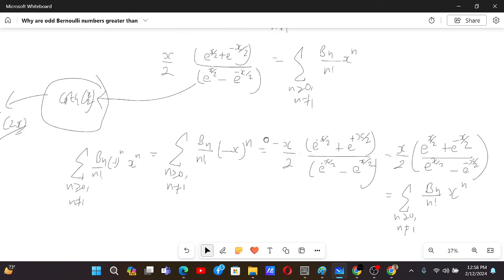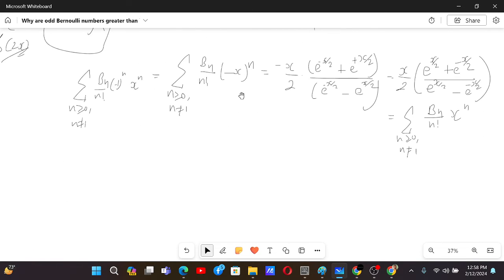Okay, so since both of them are equal, all the coefficients of the corresponding powers of x, let's say the terms involving x square and x square, terms involving x cube and x cube, terms involving x to the power n and x to the power n, should be the same. So the terms involving x to the power n are bn by n factorial times minus 1 to the power n. This should be equal to bn by n factorial. Now n factorial cancels out.